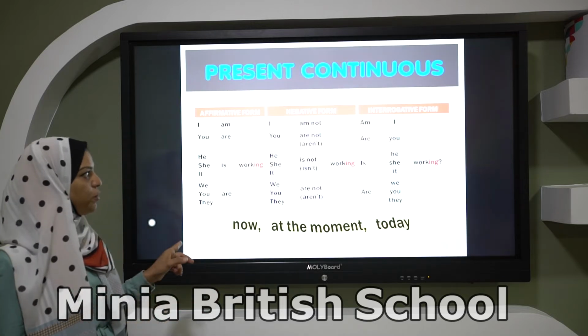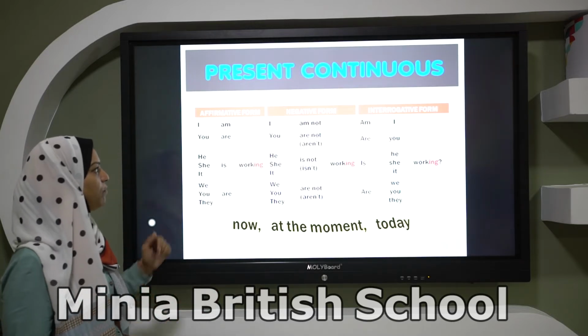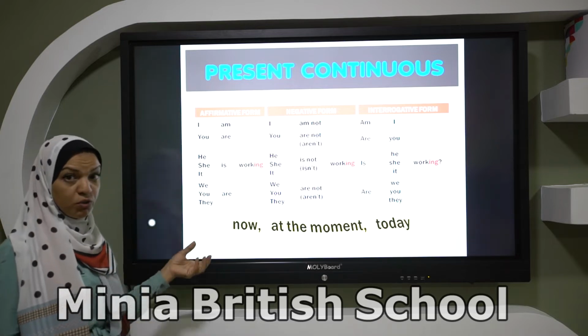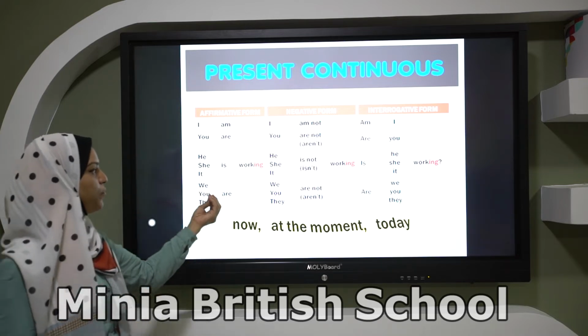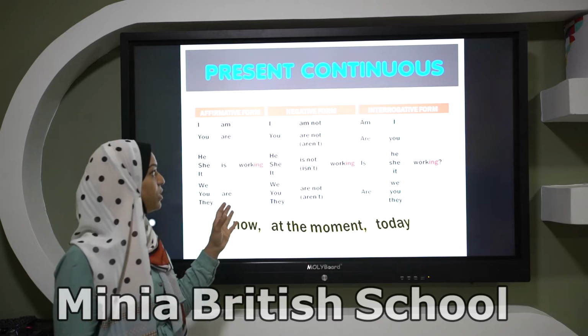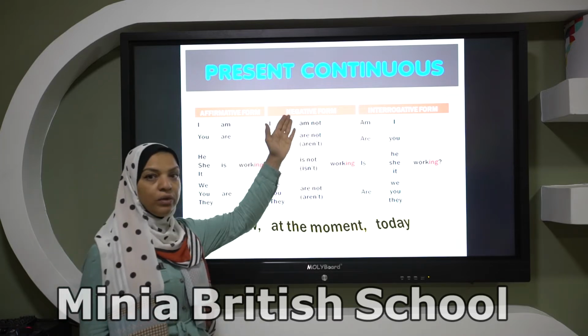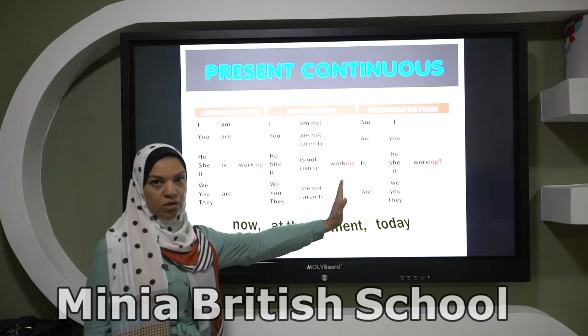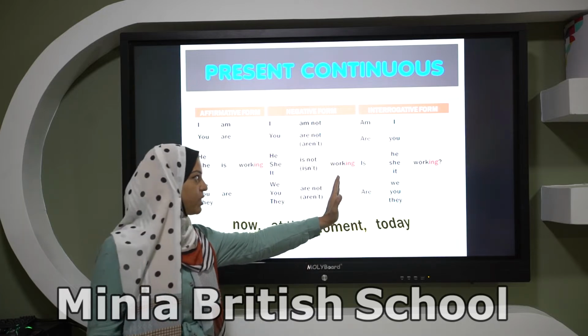So for the present continuous, we usually have the auxiliary verb am, is, or are, according to the subject that you're using in the sentence, plus the verb in the ing form. Whenever you want to form a negative, you only add not to that auxiliary verb, and you don't touch the main verb with the ing, leave it as it is.